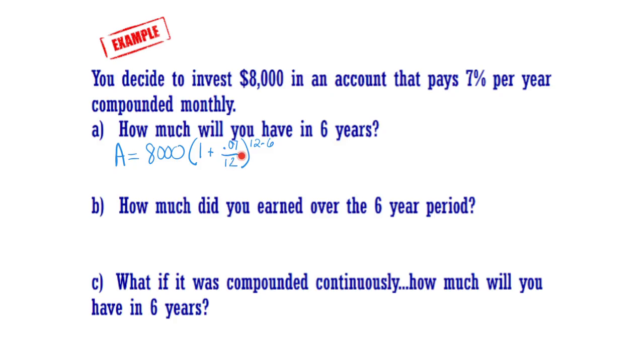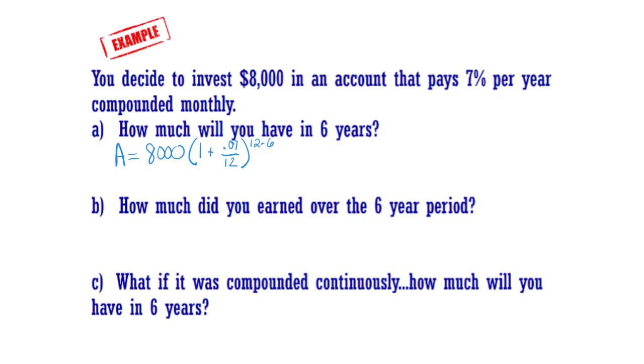I'm going to start with this division. I'm going to do inside parentheses. I'm going to do this division. So I'm typing in my calculator 0.07, and I'm dividing it by the 12, and then I press enter. Then I'm going to add that 1 to it and press enter.